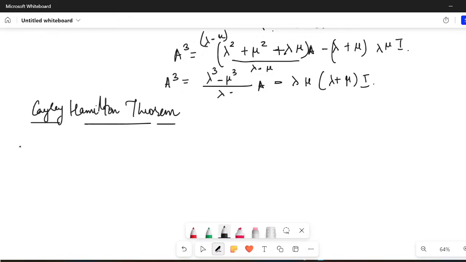In physics most often we are going to deal with square matrices only. So every matrix satisfies its own characteristic equation.